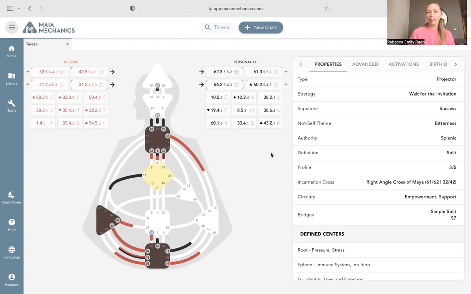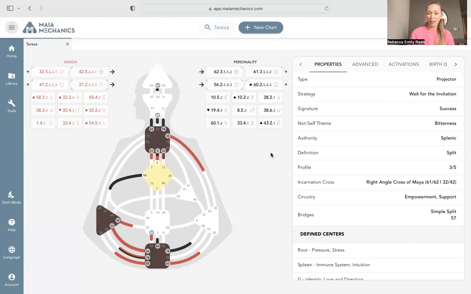After that, I'll be looking into your strategy and authority. So how we interrupt that chatter of the mind, of that not self mind, how we interrupt it with strategy and authority so you can align back to your unique self and so you can navigate life.